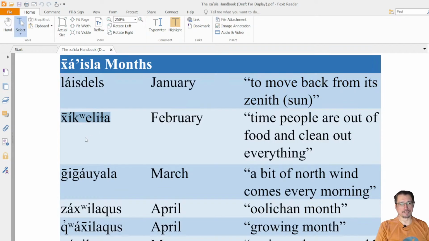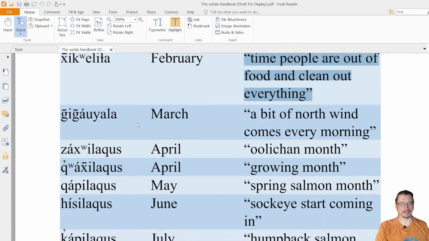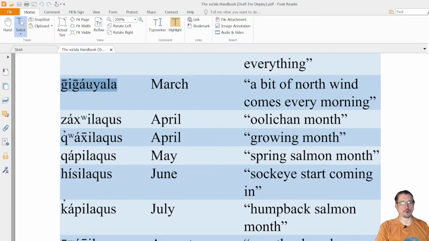Up next we have á'isla. In English this is February, and the meaning behind this is the time people are out of food and clean out everything. So we're getting towards the end of winter around this time. Next up is rerecording. This is March, and the meaning behind it is a bit of north wind comes every morning.